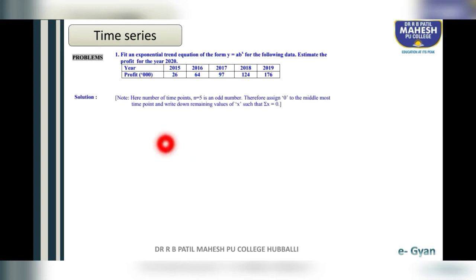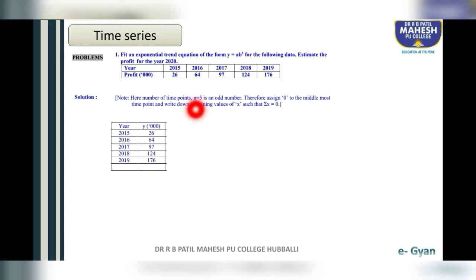Students, note here, first you have to count, as I told, the number of values. So how many values are there? Here total 5 values are there. So this means 5 is an odd number. If it is an odd number, you have to put 0 in the middle value and write down the remaining values of x such that summation x is always 0.